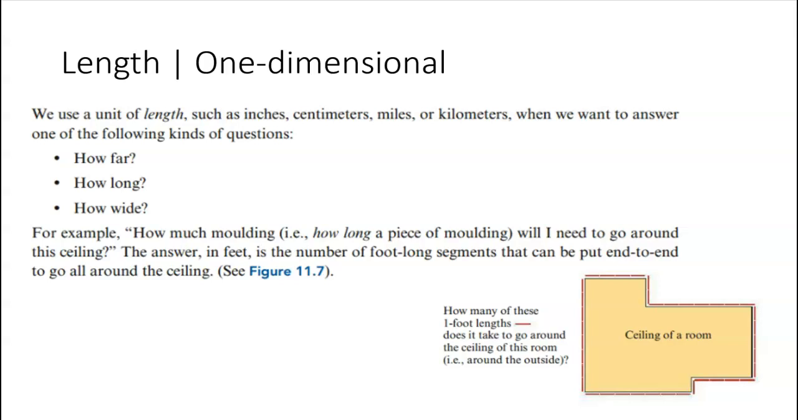When we talk about length, these are the units: inches, centimeters, miles, kilometers, and of course, all sorts of different variations. But these are the questions we're asking. How far? How long? How wide? If we were talking about molding, we would ask how long a piece of molding I will need to go around the ceiling. The answer would be in feet, the number of foot-long segments that could be put end to end to go around the entire ceiling.